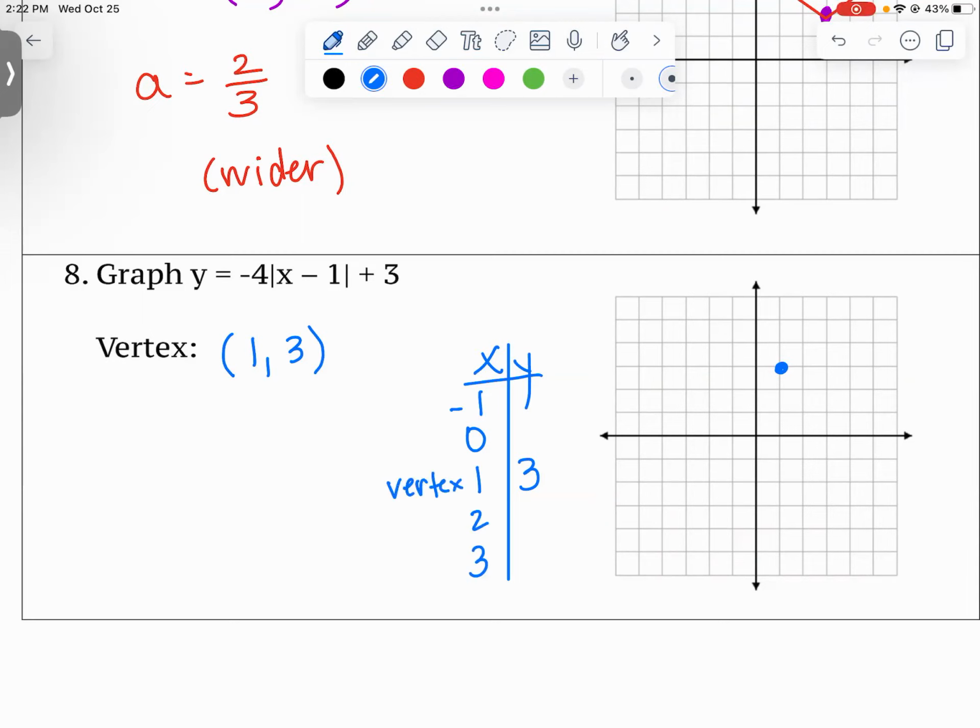Okay. So Maddie asked if we could just talk about what this would look like. If I plug in a 0, what is 0 minus 1? The absolute value of it. So -4 times 1 plus 3 would give us -1. In the essence of time, the same thing would happen when we plug in 2. That's a lot of plugging and chugging. Is it as efficient as counting slope?